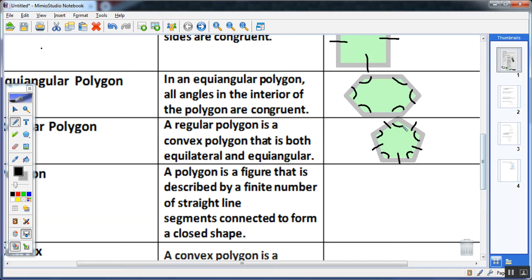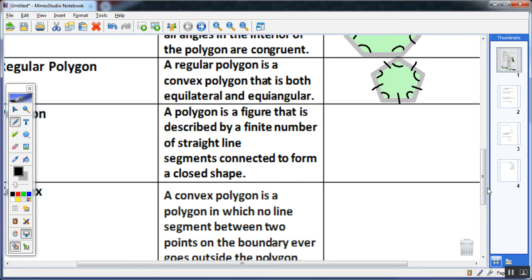What do you think there, guys? Regular means all sides are equal, and what else? All angles are going to be equal. All right? So you should be able to know that.